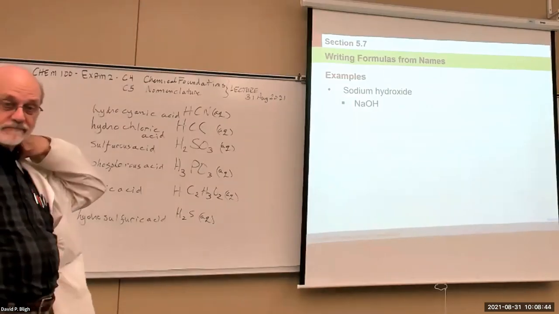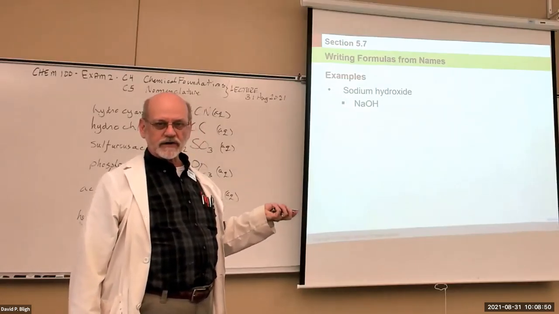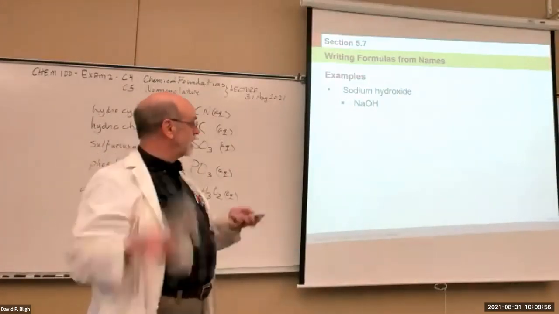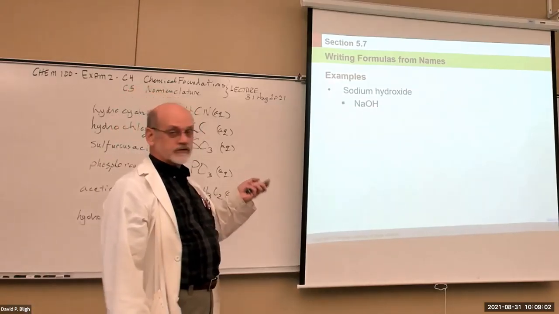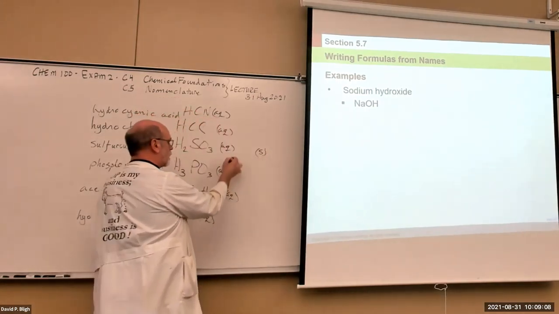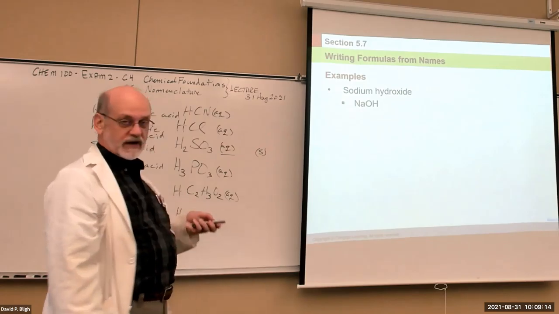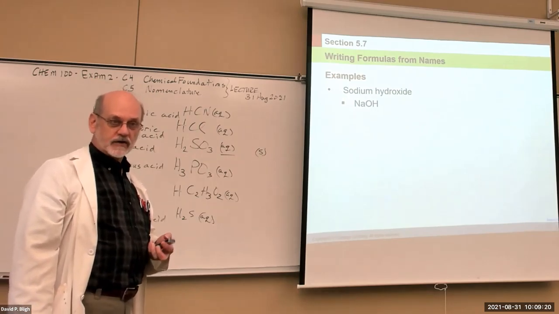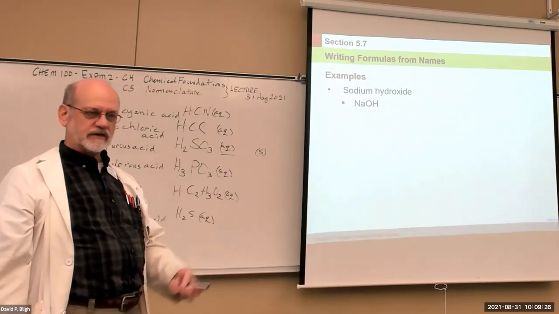How about bases? Bases are easier. Whether the base is solid or dissolved in water, it's still called sodium hydroxide. So how do you tell the difference? Well, when you write the formula, of course, you put an S after it for the solid. But if you dissolve it in water, you put the AQ, and then you would say solid sodium hydroxide or aqueous sodium hydroxide. And usually when you say aqueous, you're going to give a concentration, like it might be 0.1 molar. And I know we haven't defined that yet, but we will.